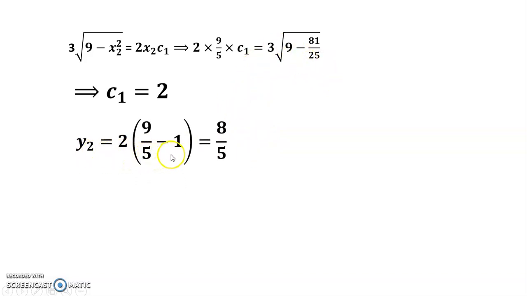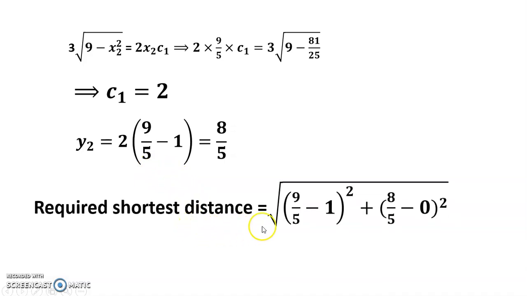And y2 = 2(9/5 - 1) = 8/5. This is the y2 value, by the equation y = c1(x - 1). I am just putting in the value of c1 and the value of x, so I get 8/5. The required shortest distance is the square root of (9/5 - 1)² + (8/5 - 0)², and I get 4√5/5. Thanks for watching. I hope it is clear for everyone.